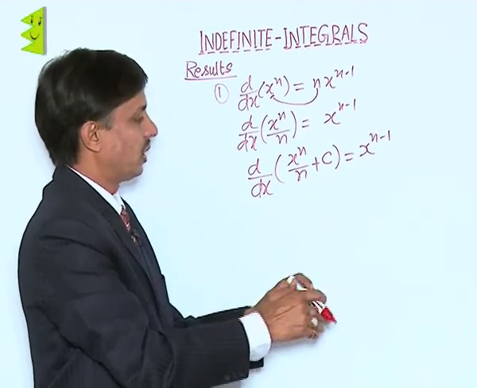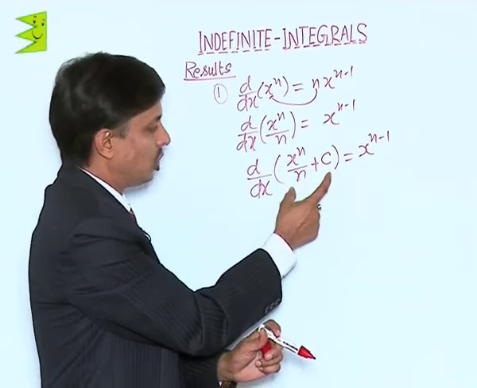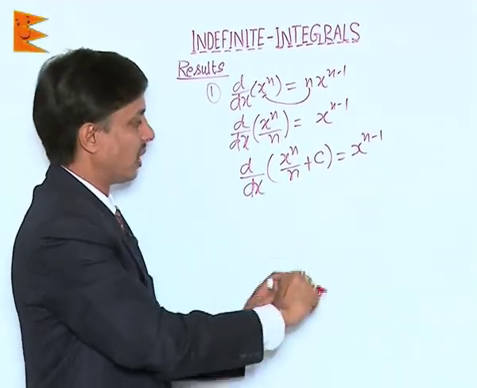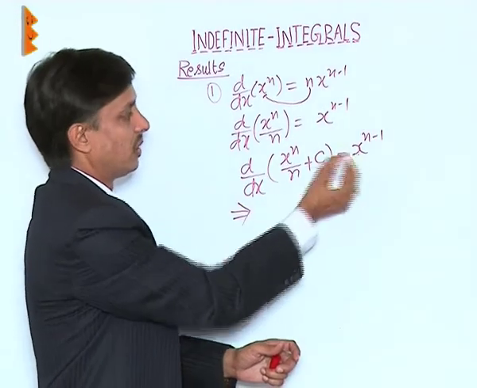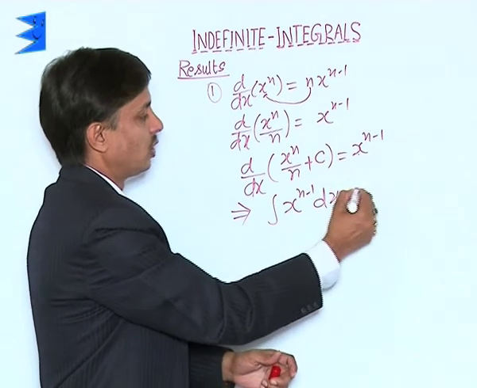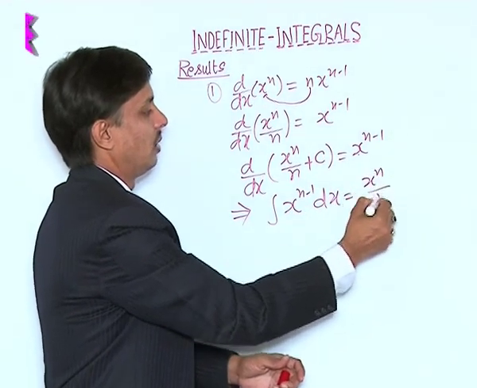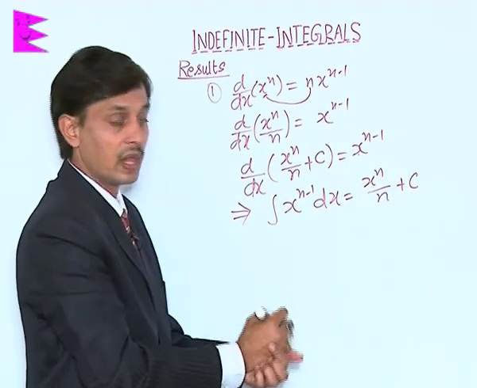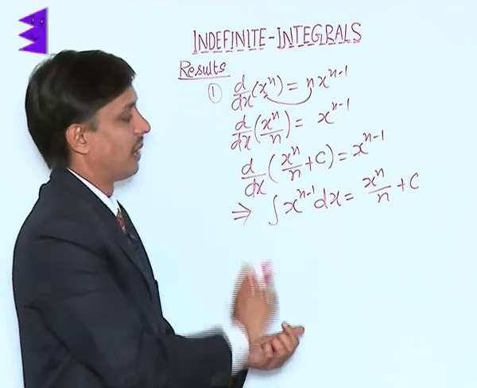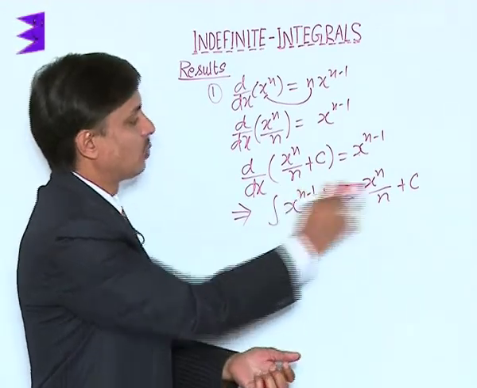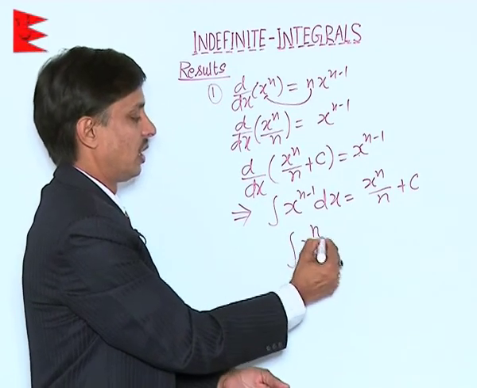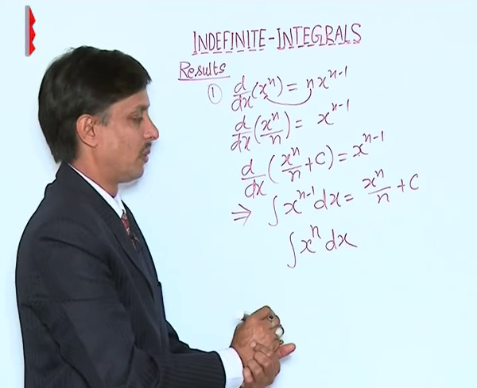Now we know that if the differentiation of g(x) is f(x), then the integration of f(x) is g(x). So what conclusion is coming? That the integration of x to the power n minus 1 is x to the power n upon n plus c. But if I want to generalize this formula, in place of n minus 1, I put n plus 1 on both sides. So the first and very important result is the integration of x to the power n.